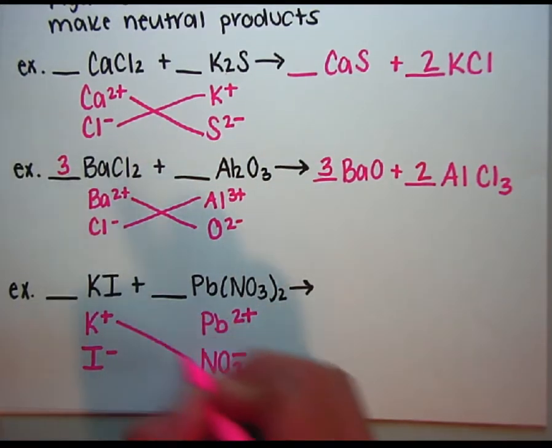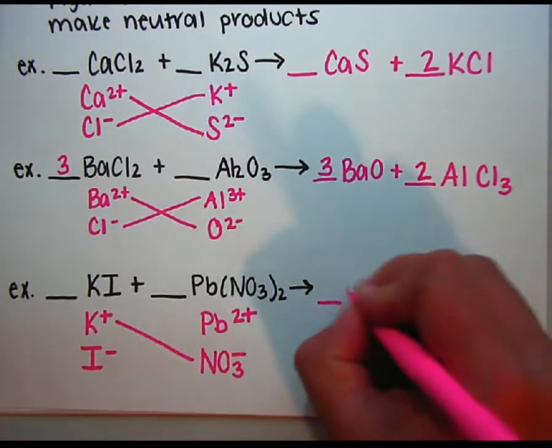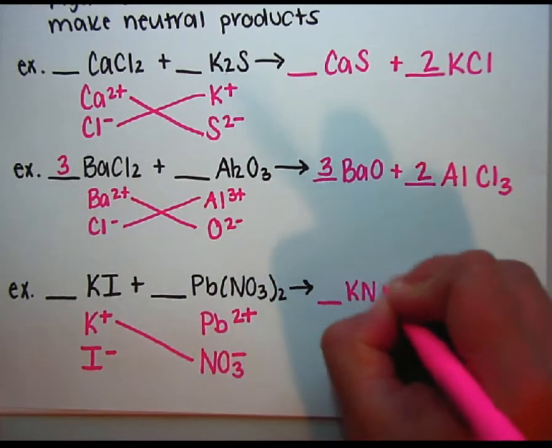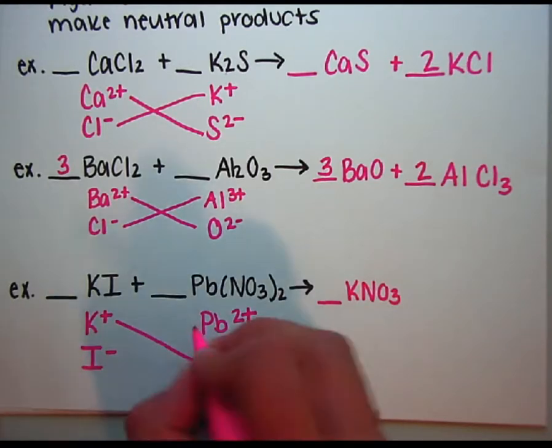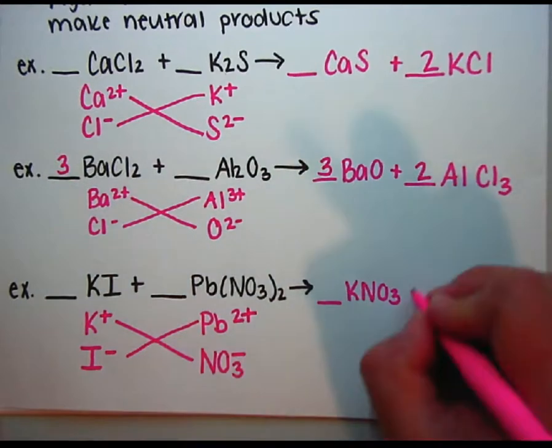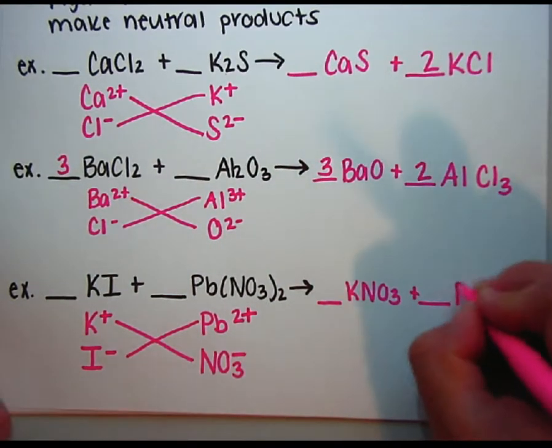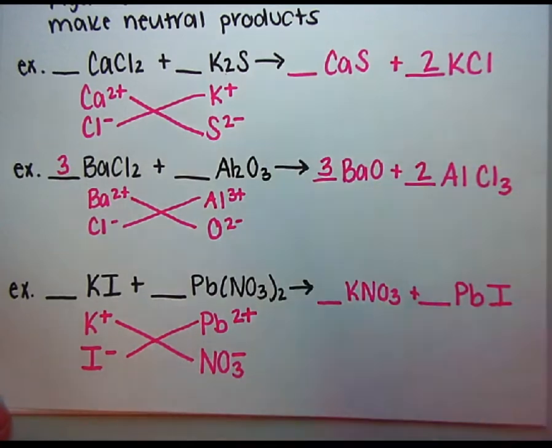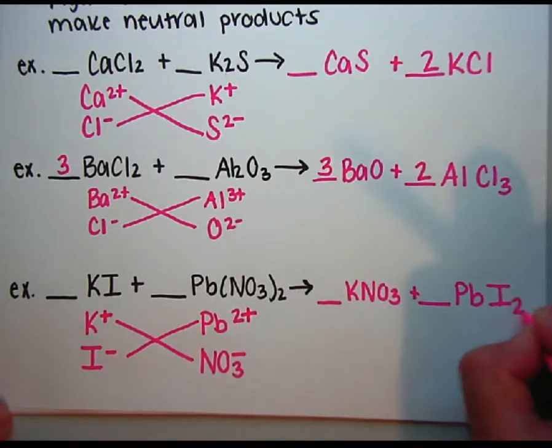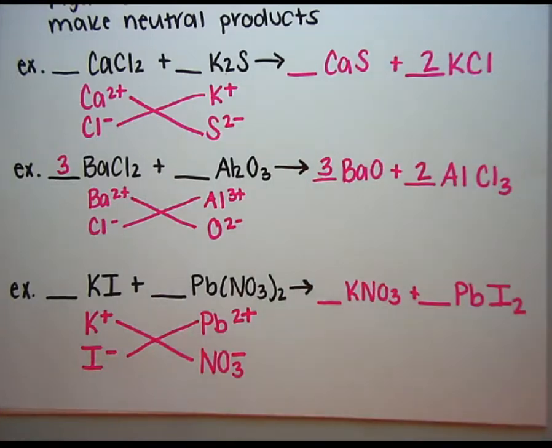Positive of the first will bond with negative of the second. Potassium is plus 1, nitrate is minus 1, 1-to-1 ratio. Positive of the second, negative of the first. Make sure we write the cation first, the anion second. Next, think about the ratio needed to make a neutral compound. Lead is plus 2, iodine is only minus 1. So I would need 2 iodines to make that neutral.